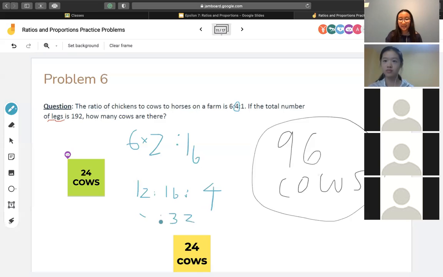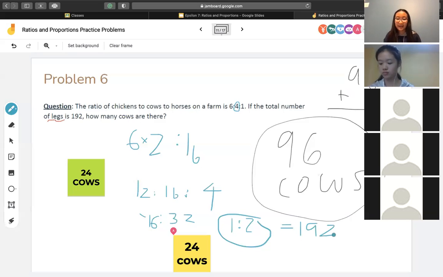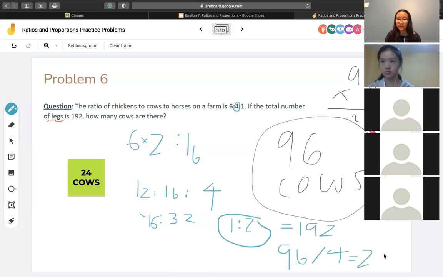And then 16 of those parts is represented by the cow legs. And that reduces down to 1 to 2. So that means that half of the 192 legs is taken up by cow legs, which basically means that 96 legs belong to cows. And so 96 divided by 4, because cows have 4 legs, would tell you that there are 24 cows. So a good number of you got that right. So good job. 24 cow legs.